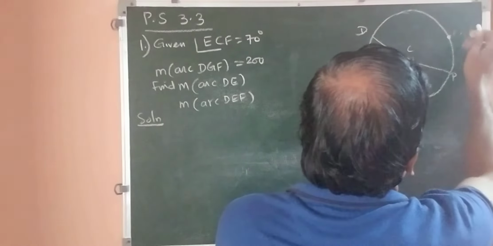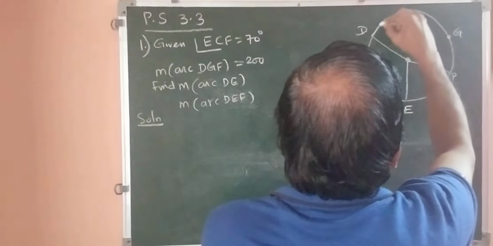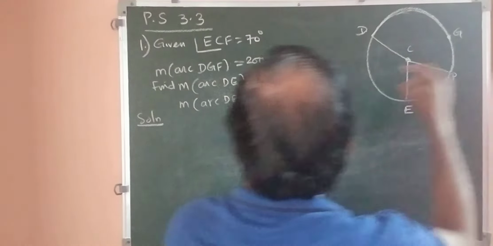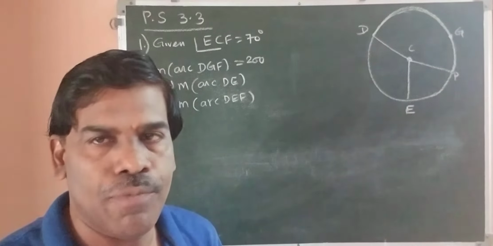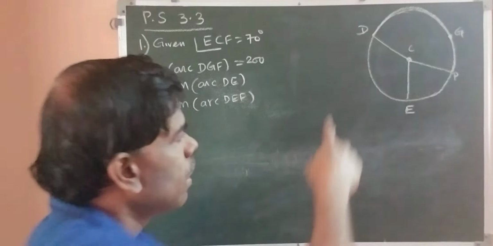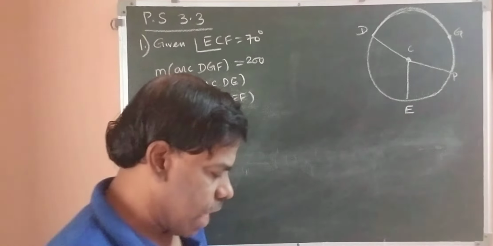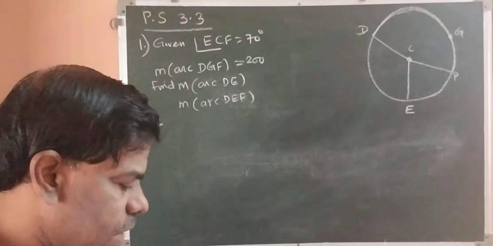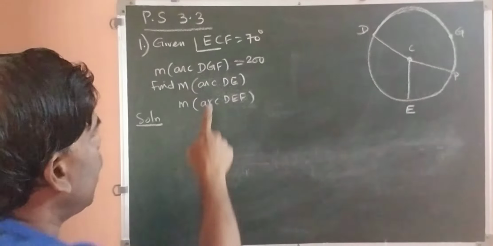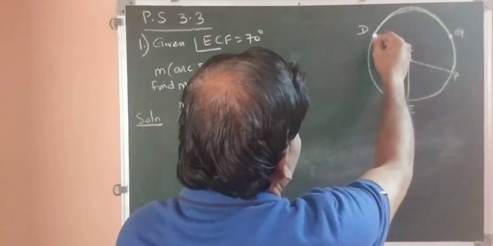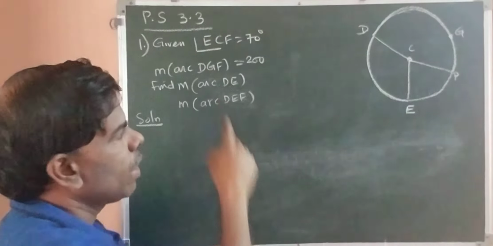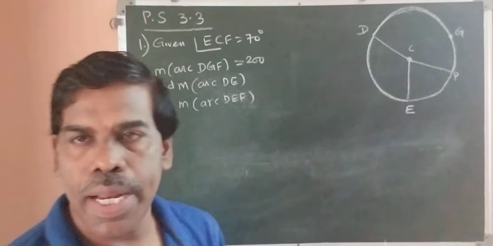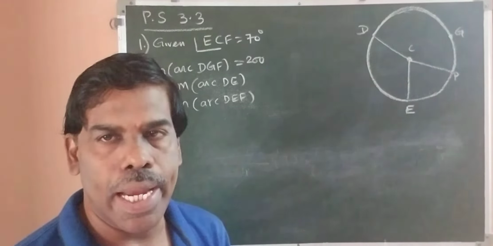DGF is 200, that means it is more than 180 degrees, therefore it is a major arc. These are the minor arcs naturally. Now what we have to do is find the measure of arc DE. DE is a minor arc, correct, because it is less than 180.